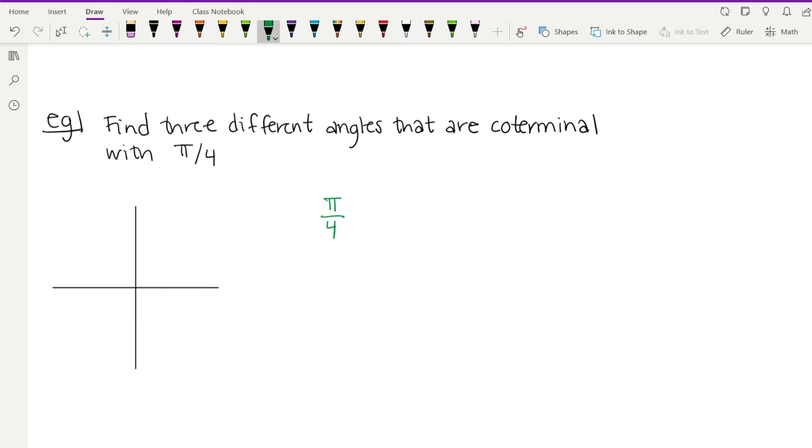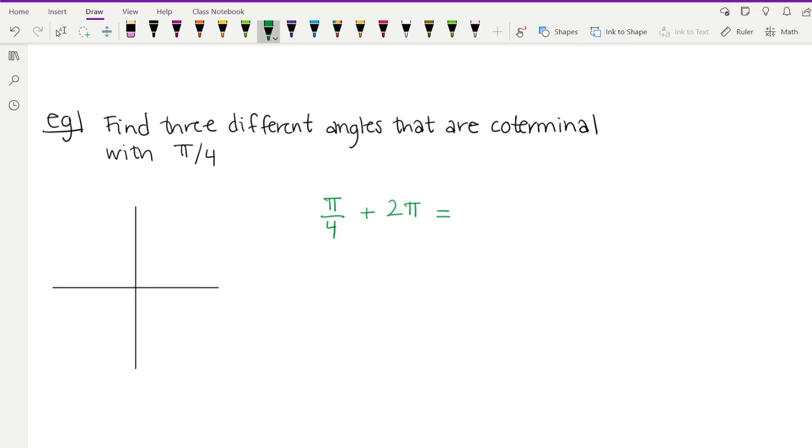So again, your answers might vary here. I'm going to start by doing a couple of simple ones. So pi over 4, the first coterminal angle that we might think of is just adding 2 pi. So that's like just adding 360. So how would you rewrite this kind of nicer in radians?